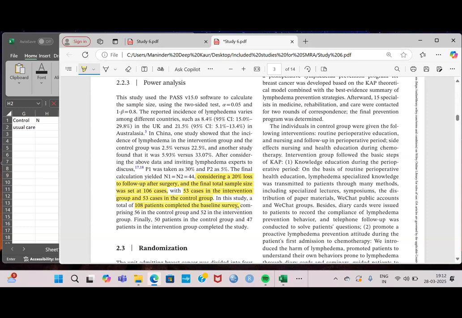So this is also very important. What kind of sample do we have to take? The calculated sample size, or the patients who have completed the survey? So I am going to take the participants who have completed the baseline survey. So my N is 108 in this study, 56 in the control group and 52 in the intervention group. Finally, 50 patients in the control group and 47 patients in the intervention group completed the study. So they have taken only 108 participants completing the baseline survey.